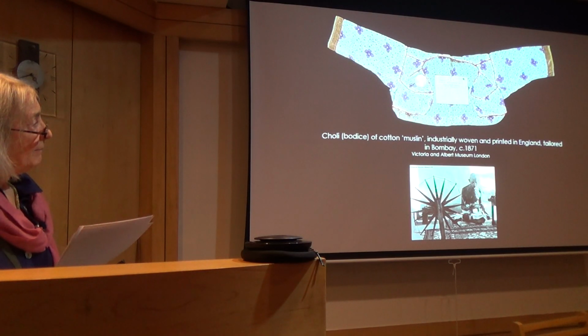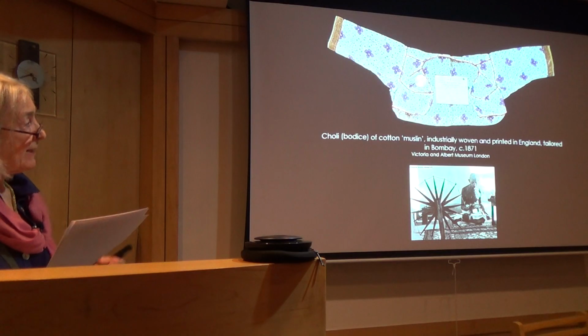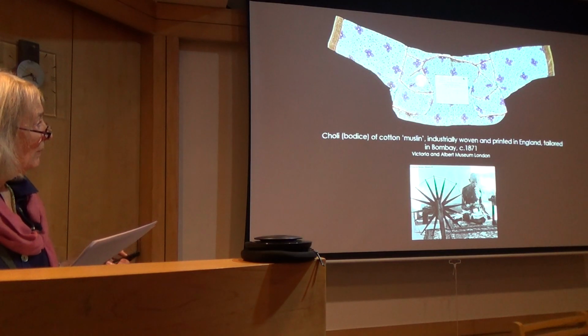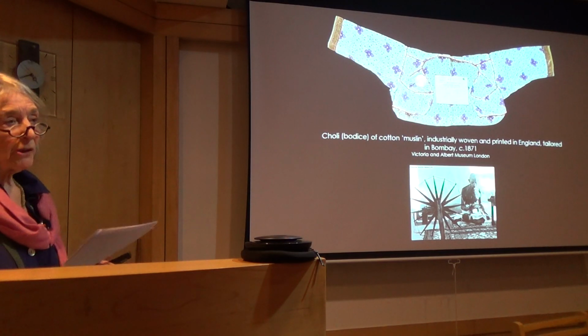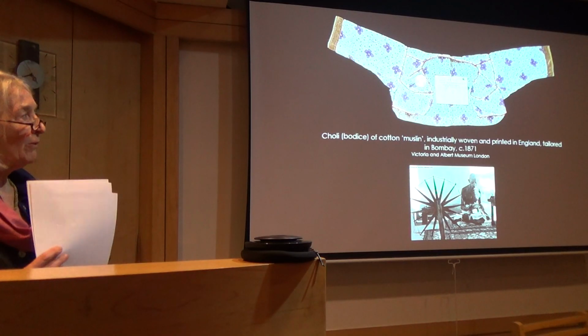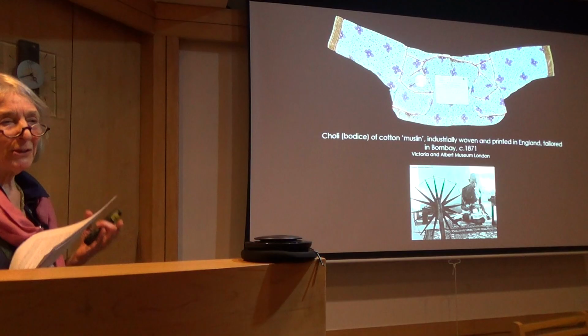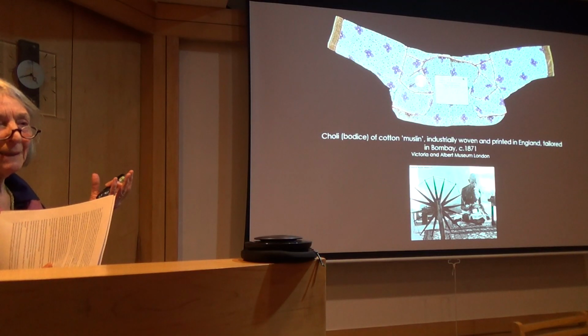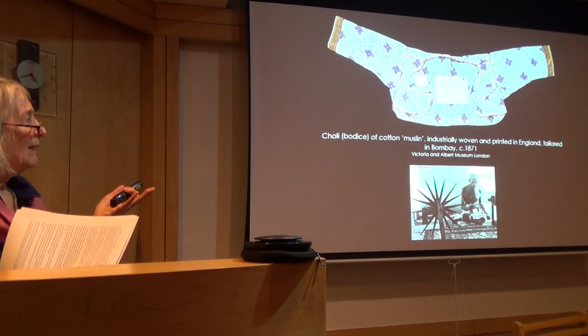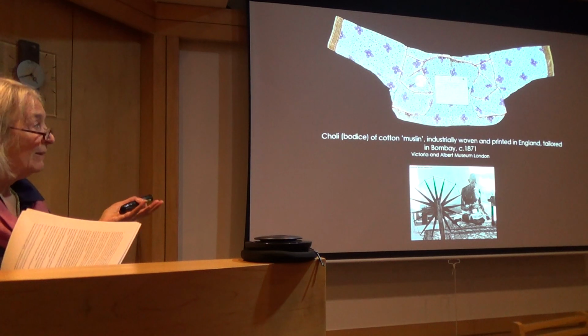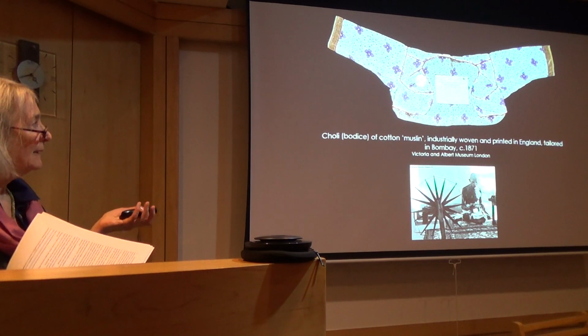This hybrid muslin choli or bodice at the top here is an example. When I first saw this in the Victoria and Albert Museum storerooms, I thought, well, that's quite weird. I can't imagine that fabric being Indian somehow. You don't see that particular type of floral design on Indian cloth, at least I've never seen it.